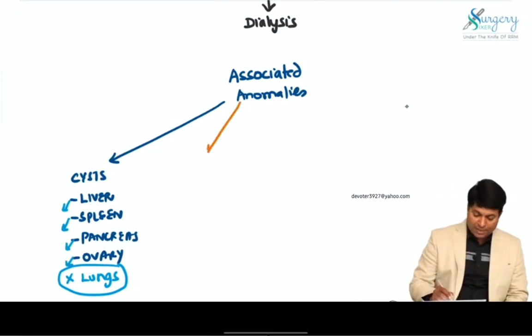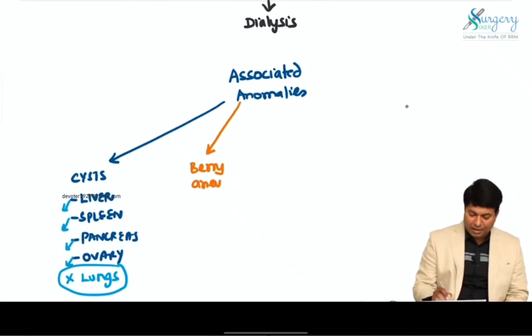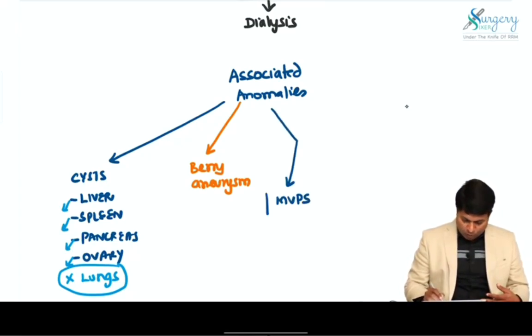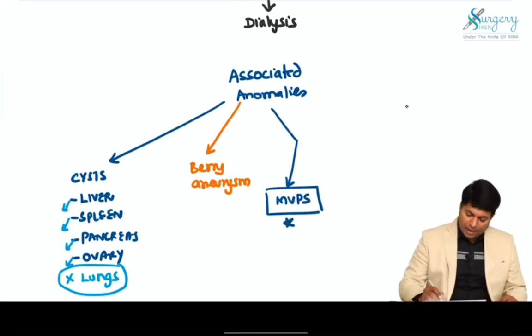And a very, very dangerous problem is they have berry aneurysm, which can suddenly rupture, causing thunderclap headache and subarachnoid hemorrhage. In the heart, they have mitral valve prolapse syndrome, MVPS.